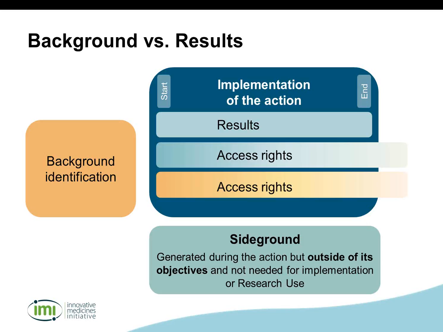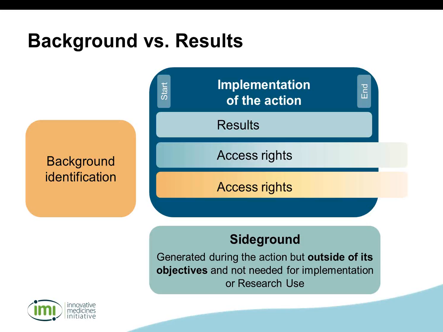While result is any output of the project which is generated during the duration of the project and which falls within the project objective. And this is very important to differentiate from sideground. Sideground, again, is any output of the project but which falls outside the objective of the project. So the difference between result and sideground is linked to the project objective, and result is covered by the IMI IP policy, while sideground is not, which means that the minimal provisions apply to result, but they do not apply to sideground.